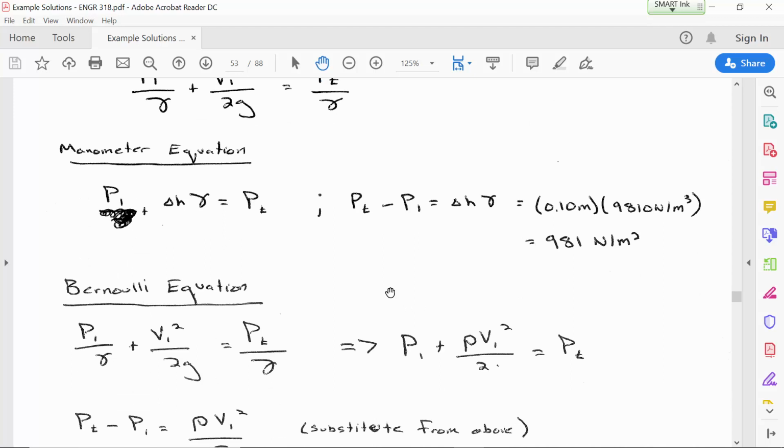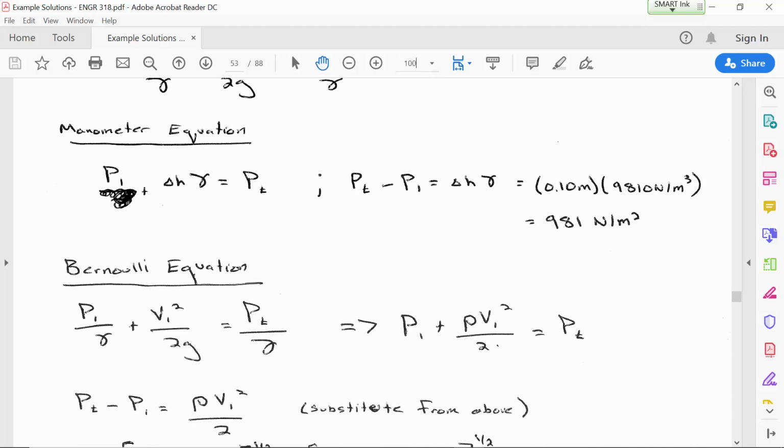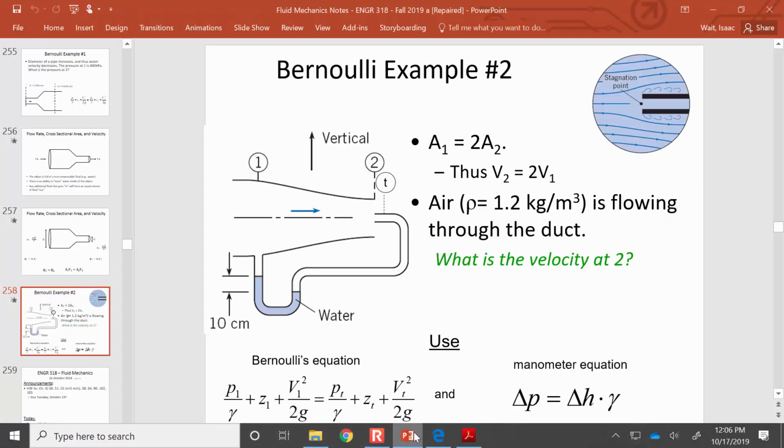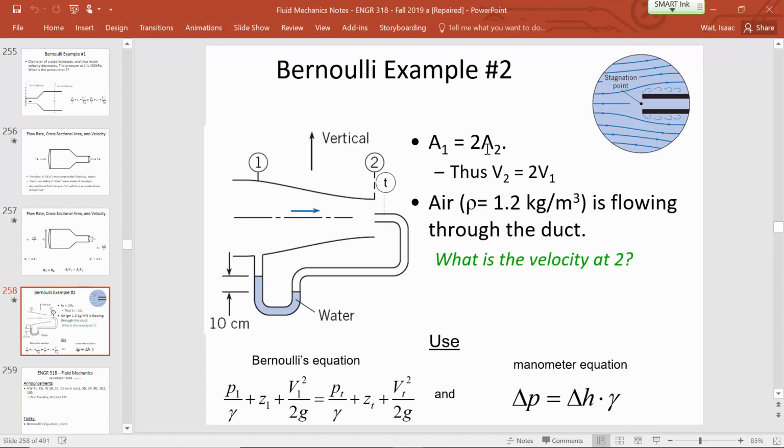So the substitution into the Bernoulli equation from above, where we calculate the change in pressure is 981 pascals, then we can put that onto the left-hand side of the Bernoulli equation and solve for V1. And once we know the velocity at 1, the problem is asking for the velocity at 2, and we know that it's double, because in the problem statement it says the area at 2 is half of the area at 1, so the velocity will be double.